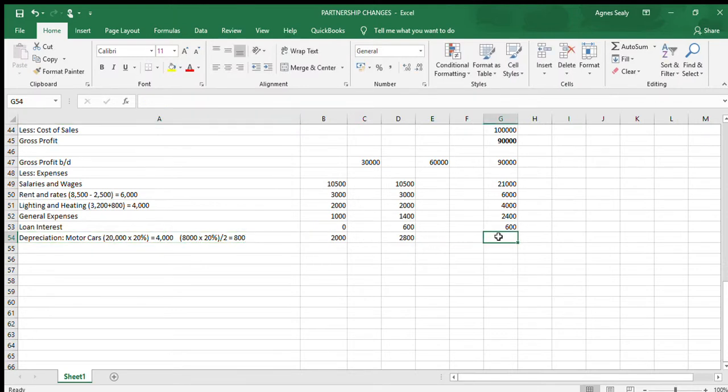So the total depreciation for the year would be $2,000 for the first part of the year and $2,800 for the second part of the year, which would give us total depreciation of $4,800.